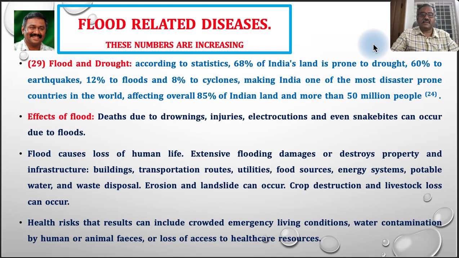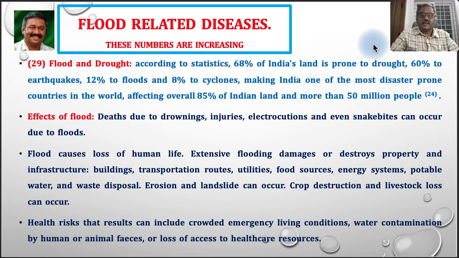Flood related diseases. These numbers are increasing. Flood and drought. According to statistics, 68% of India's land is prone to drought, 60% to earthquakes, 12% to flood, and 8% to cyclone, making India one of the most disaster prone countries in the world, affecting overall 85% of the Indian land and more than 50 million population.